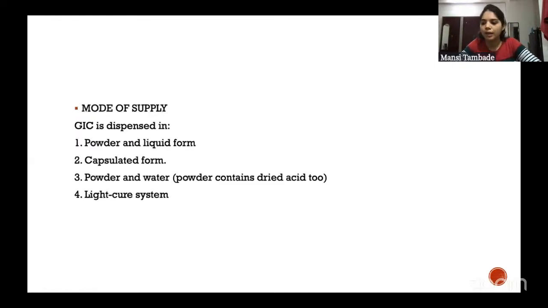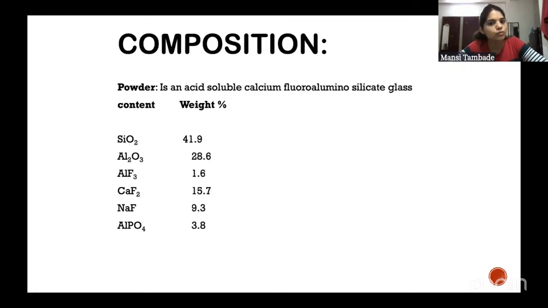Then mode of supply, in what way this GIC is available for us to use. Then composition, this is also very important. You should definitely write the composition of any cement that is being asked. That is the part where the usage is decided on the basis of the composition: how the reaction is going on, what material is present in more amount, what material is present in less amount, where we can use it. This makes a difference, so you should definitely write the composition.